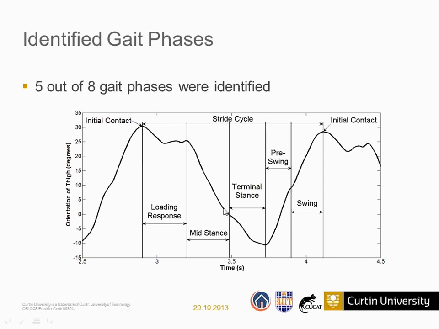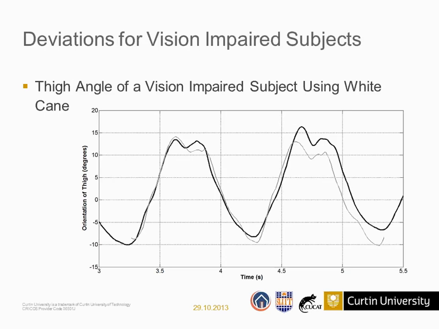And we notice these gradient changes in these two phases, where this is the break point between the mid stance and the terminal stance, and this is the end of the pre-swing, and it's basically the pre-swing and swing phase break point. And as you can see here, from this waveform, we could recognize 5 phases out of the 8 phases.